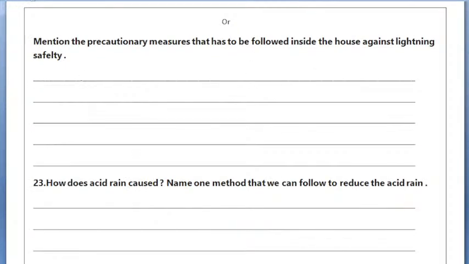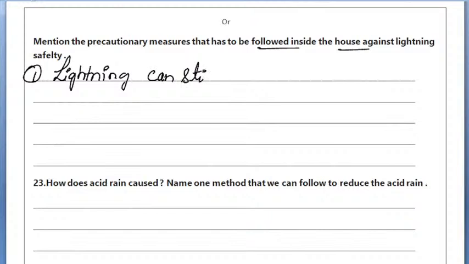Now I have to write the precautions. I thought two questions are joined and I have answered first. So mention the precautionary measures that have to be followed inside the house against lightning safety. How do you take the precautions when lightning is taking place inside the house? You have to write here. Firstly, you write, lightning can strike the telephone cards.